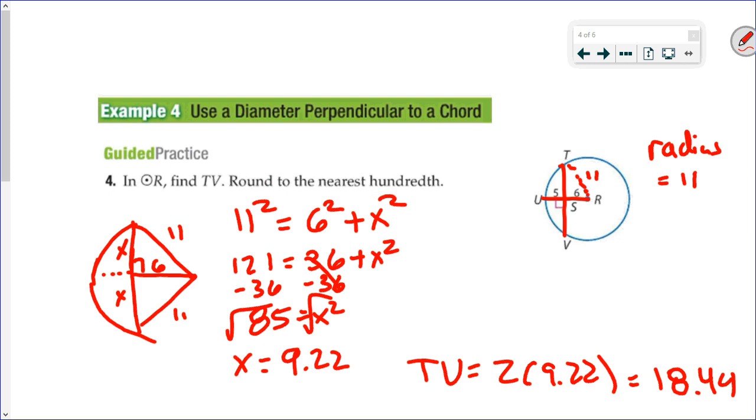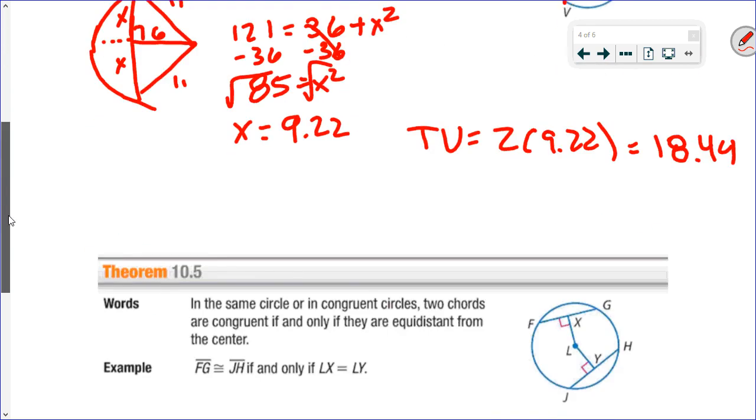So that's a pretty good example there. You had to use a little bit of prior knowledge of the Pythagorean theorem to be able to solve that one.